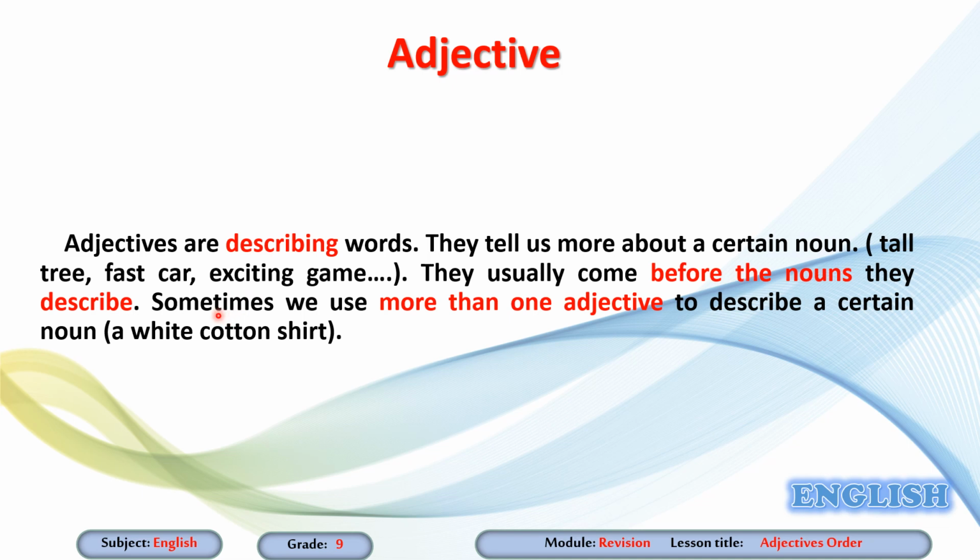Now, let's see this point. Sometimes we use more than one adjective to describe a certain noun. So you can use more than one adjective. You can use 2, 3 adjectives to describe a noun, to give more information about a noun. For example, let's read this example. A white cotton shirt. The noun is shirt. It is described by 2 adjectives. The first one is white and the second one is cotton.